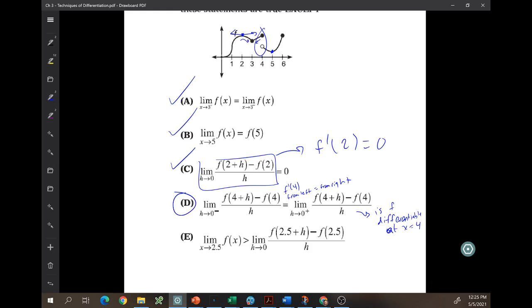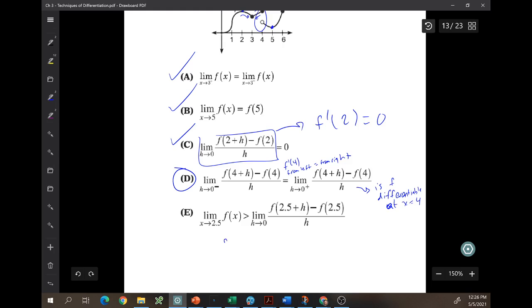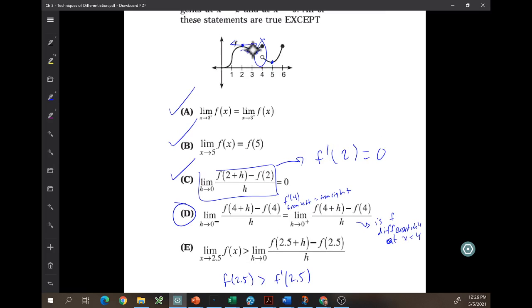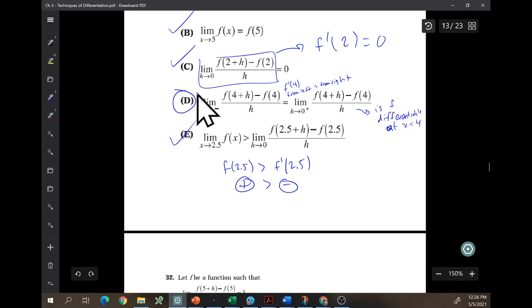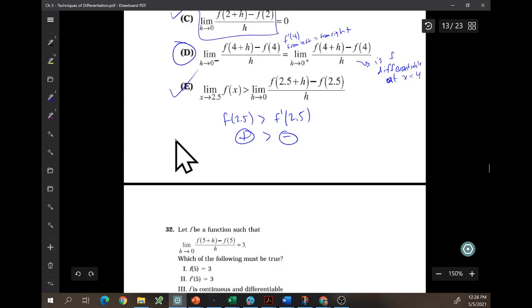And then the last one is kind of a tricky one. It's saying that the limit as x approaches 2.5 of f of x is bigger than this derivative. Basically what it's trying to ask for is that f of 2.5 is bigger than f prime of 2.5. Well, if we look, at 2.5, it's sloping down. So it has a negative slope, but it's above the y-axis. So we know this is positive, but its derivative is negative. That makes sense. So our answer is definitely choice D. Now notice, I like to do this: when I think the answer is D, I still check E just to double check that that one's also false. Because sometimes you're maybe not totally confident about D, so you check E to make sure.